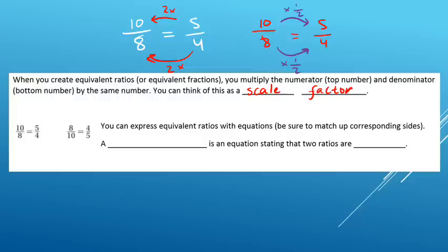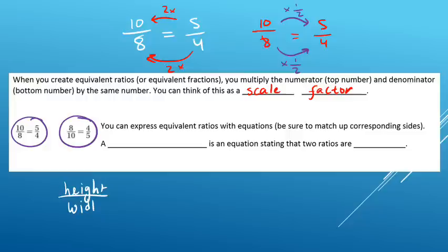I could go either direction depending on which one I'm starting with. This is like thinking about scale factors, just setting it up with equivalent ratios or equivalent fractions. Notice you can flip the fractions themselves as long as you keep the relationship between the corresponding sides the same. In this case, we were comparing height to width, so we needed to have the heights on the top and the widths on the bottom. However, you could also write this as a ratio between width and height.